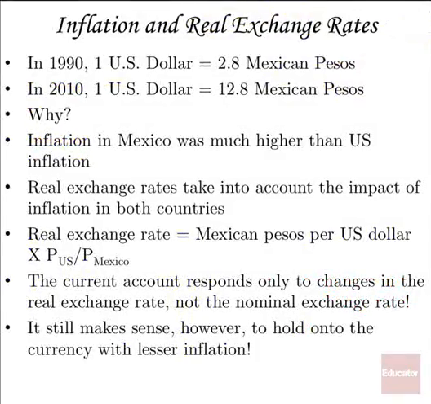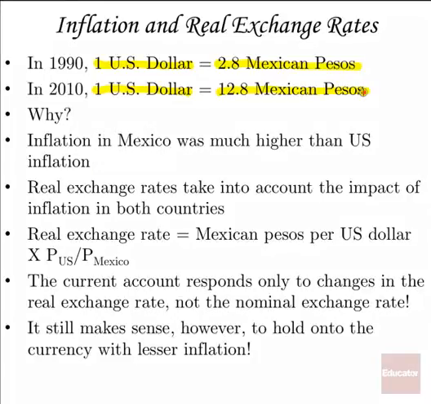So let's take a look at inflation and the real exchange rates, because what I've been talking about has to do with nominal exchange rates. For example, a dollar compared to €1, that was a nominal exchange rate back then. And then you have what a dollar represents, 0.8 euros. That's a nominal exchange rate. That's what you're given at a specific time. But take a look at this here. In 1990, $1 equals 2.8 Mexican pesos. In 2010, though, $1 equals 12.8 Mexican pesos.